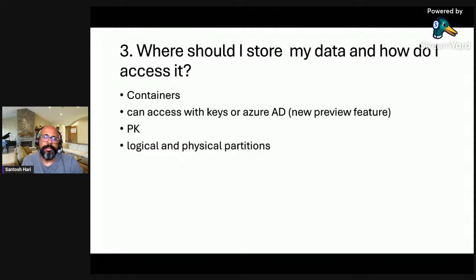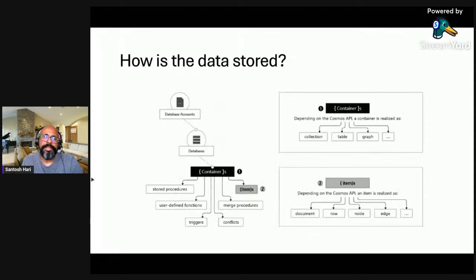So this is kind of a lay of what Cosmos looks like. At the left-hand top side, you have database accounts, and that's what you get when you provision it in Azure. And under the database account, finally, you can have multiple databases. That's a logical type of partitioning, and then you have something called a container.